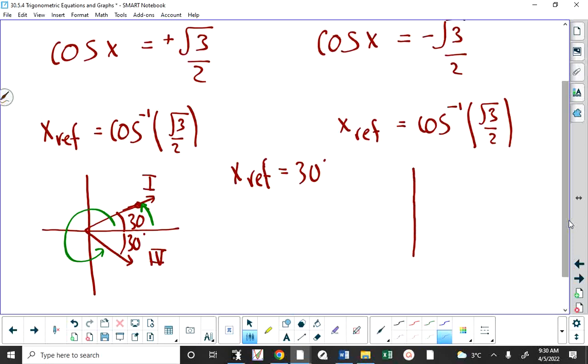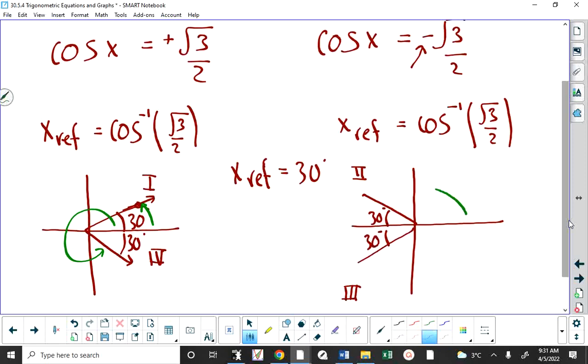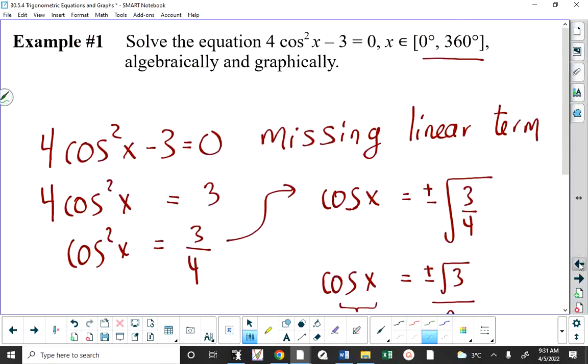If, on the other hand, cosine is negative, which it is in this equation, then it's going to be in quadrant 3 and quadrant 2. So this is 30 degrees, this is 30 degrees. The rotation angles will be 150 and 210. So that's how you would solve it algebraically. Okay. Let's solve this equation now graphically.